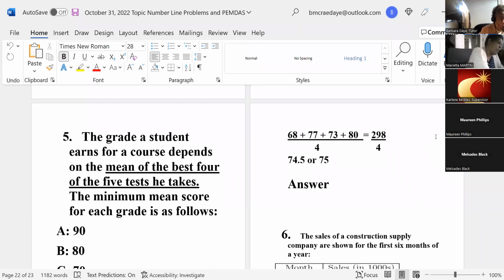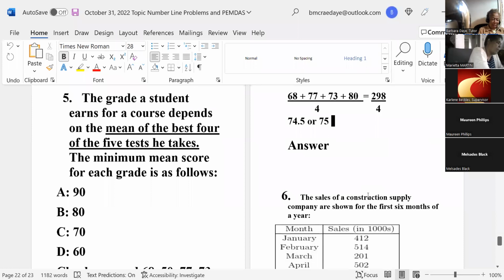So what's the letter grade? Where is it? Let me see, Miss. Let me see the first set. It's right over here on the other side. What's the letter grade? On the bottom. 75 equates to what letter grade?